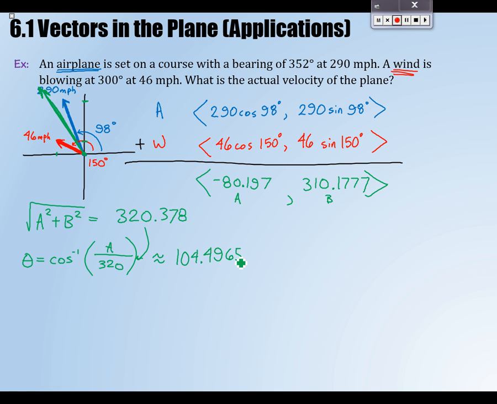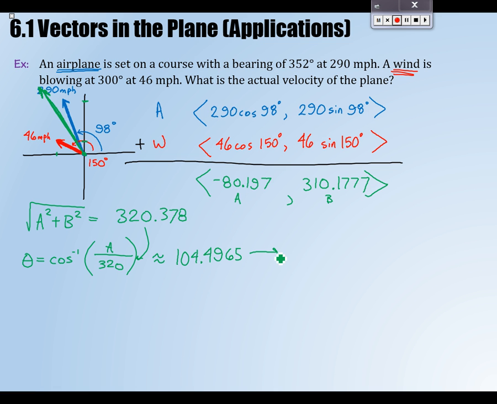Okay, and then that's not bearing though. How do we get back to bearing? That's 104 degrees. My intuition here is we subtract 90, just like the reverse of what we did before, right? So that's 14.49 degrees in here, and then we subtract that from 360. I'm getting 345.5, right?